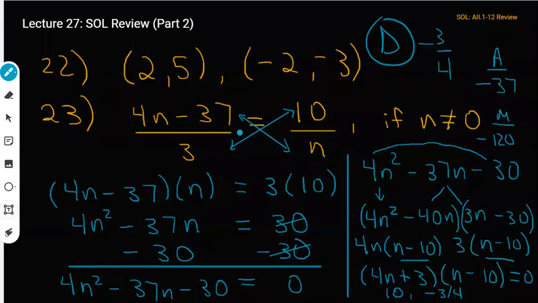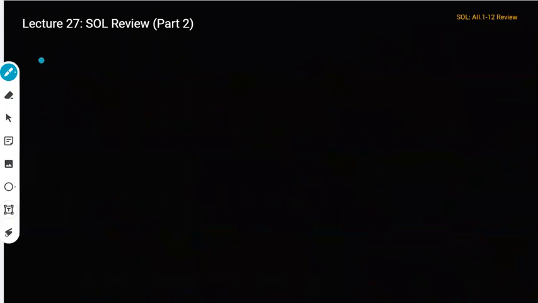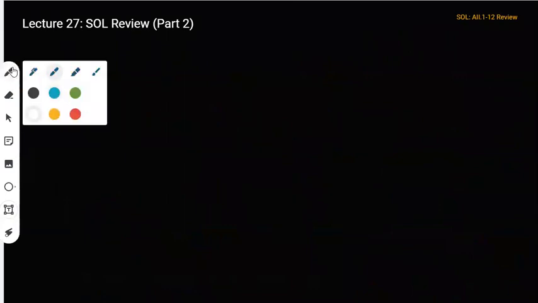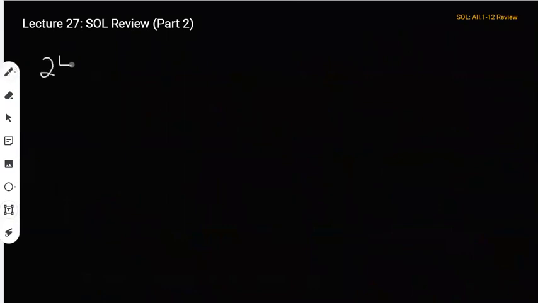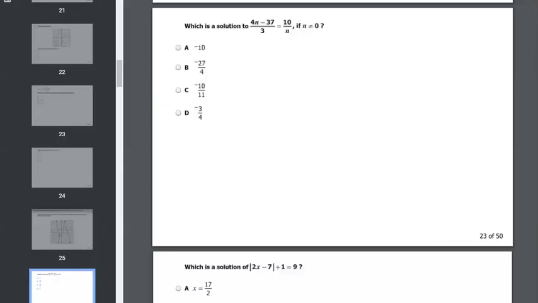Now, there is another way you can do this. You can actually graph the left side and the right side, and it'll show up on Desmos. Let's do 24 now. So, last two questions.